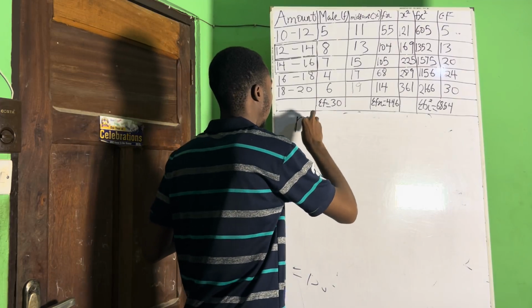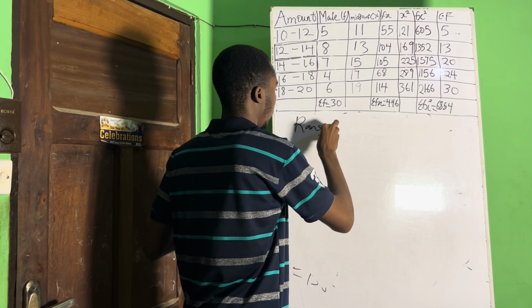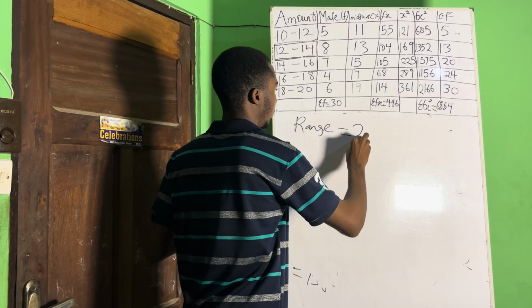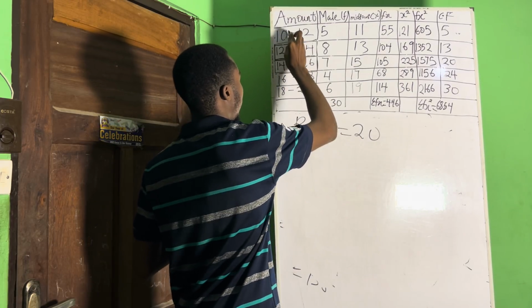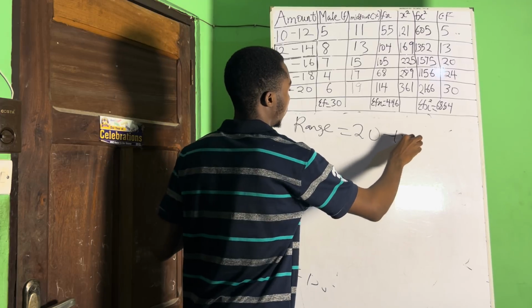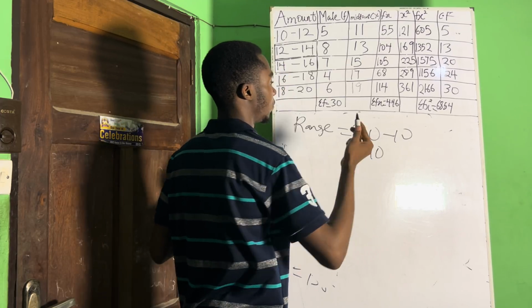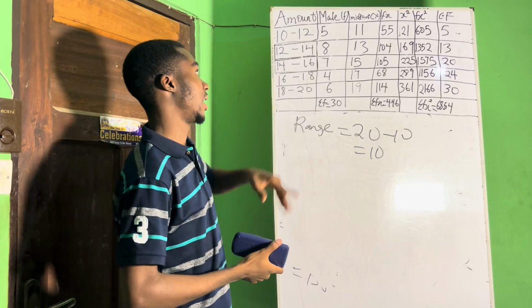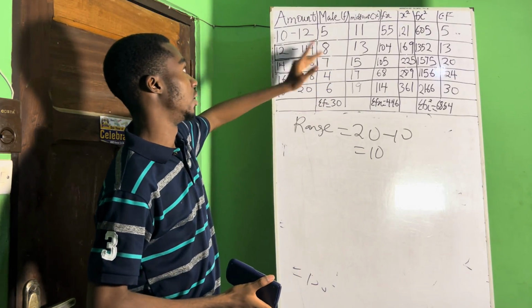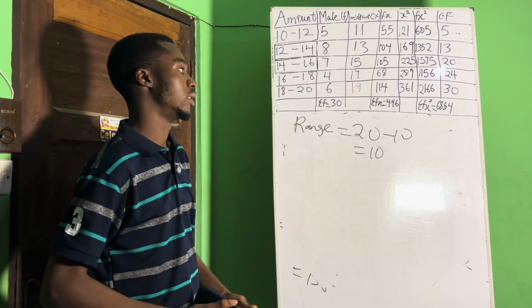So now you're finding the range. The highest one is 20. Then the lowest here, 10, 12, 14, 16, 18. The lowest is 10. So minus 10. So our range will be 10. Yes. So range is the value of the highest minus the lowest. So the highest of the upper values and the lowest of the lower values. Then you get 10. All right.